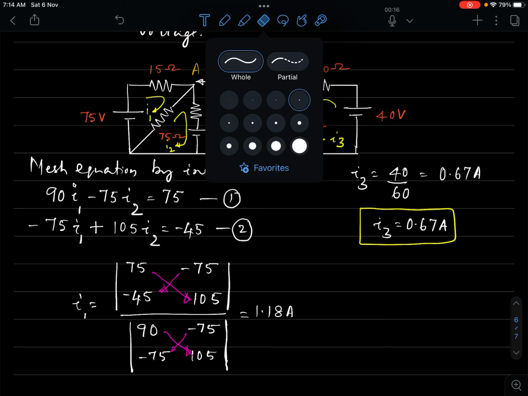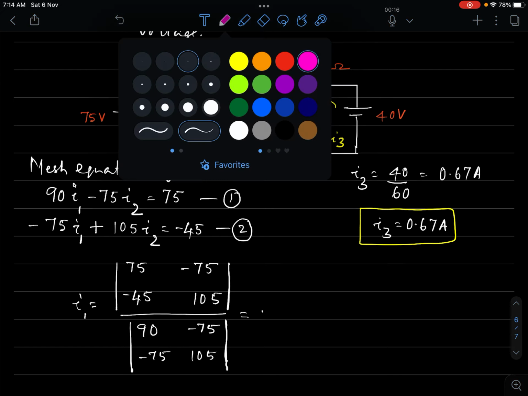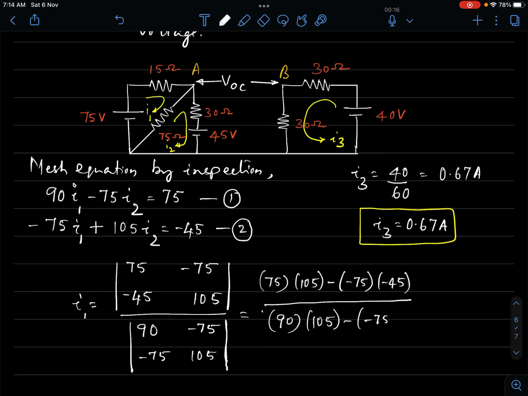That will give you. Okay, so or else I'll put that once for a change. I'll put that, so that when you watch the video, if you have that confusion, or if you don't remember in time, this will help you. So what I mean is this is evaluated as 75 into 105 minus, this is minus 75 into minus 45. Okay, that's how we expand the determinant. The denominator we do 90 into 105 minus 75 into 75. We can do this computation. This comes out to be 1.18 amperes.